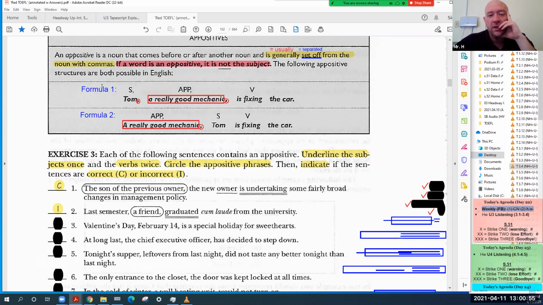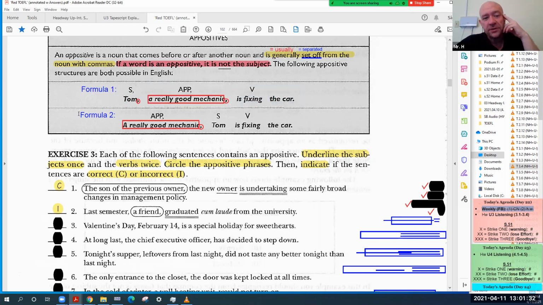Okay, let's look at Formula 1. Abdullah, do you want to tell us Formula 1 here? Subject. In the example, what is the subject? Tom. And then the appositive is "a really good mechanic." Okay. And then the verb is "fixing the car."